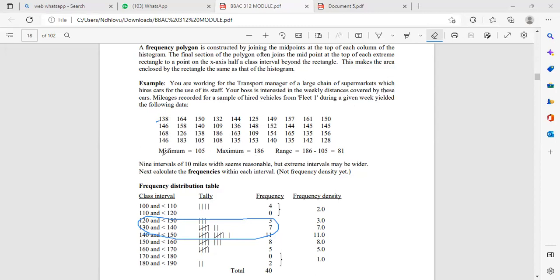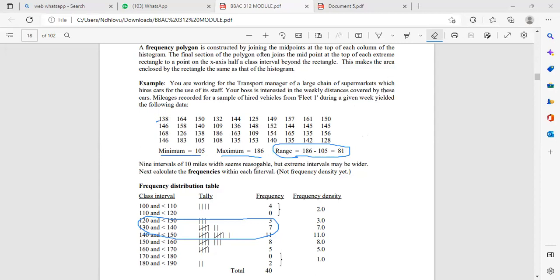The minimum number is 105, the maximum is 186. The range is the difference between the minimum and the maximum value. This is how we get the range. So range is simply the difference between the highest measure and the lowest measure in the data set. From here, we can look at the minimum possible amount.